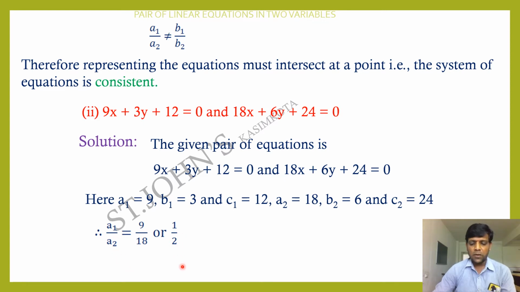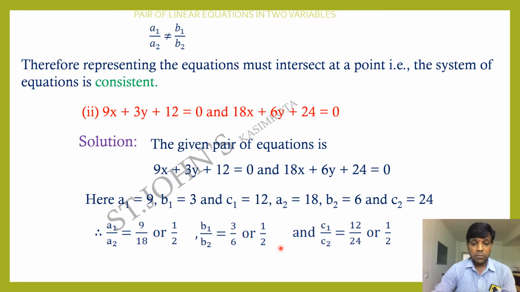Now the next ratio, b1 by b2. 3 by 6 is 1 by 2. Now what do you observe? a1 by a2 equals b1 by b2. Now how to check the third condition? c1 by c2. c1 by c2 means 12 by 24. c1 means 12 and c2 means 24. 12 by 24, 12 ones are 12, 12 twos are 24, so 1 by 2.